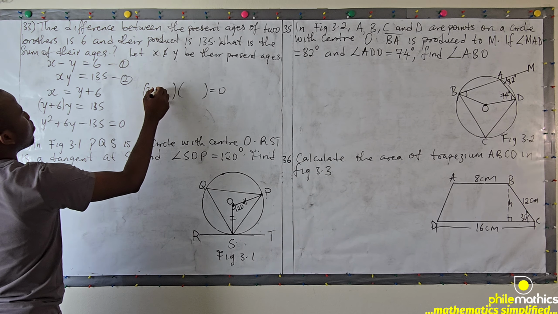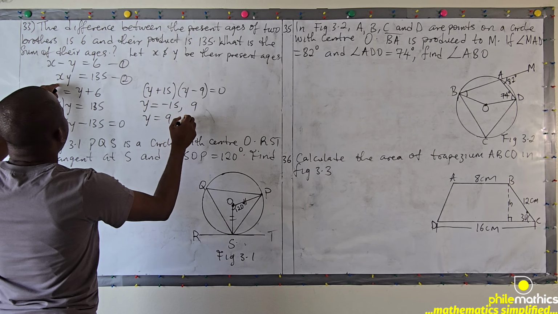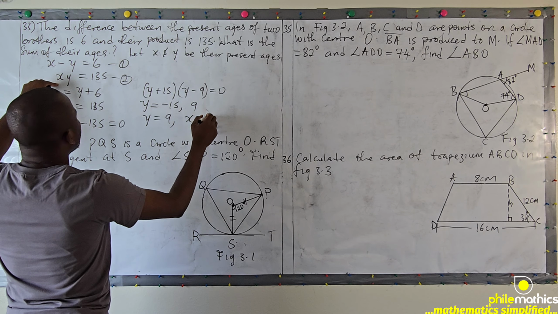But you know, ages cannot be negative, so our y will be 9, so that our x will be 9 plus 6, which is 15. But we are asked to look for the sum of their ages. Sum will be 15 plus 9, which is 24.